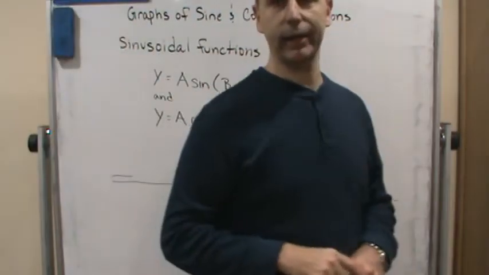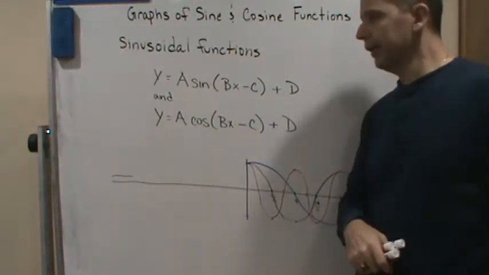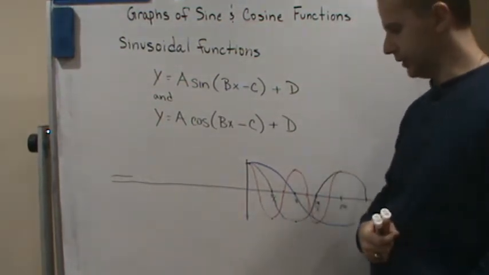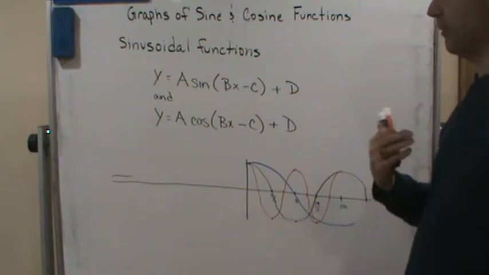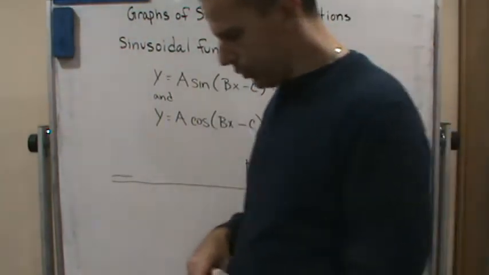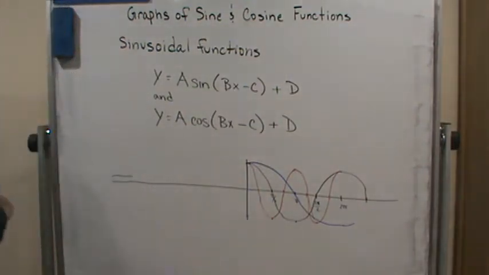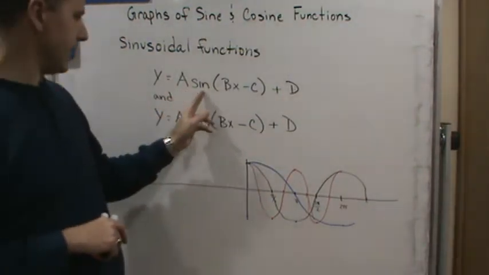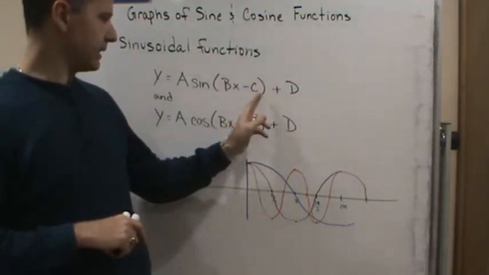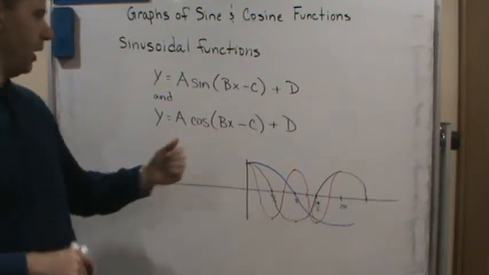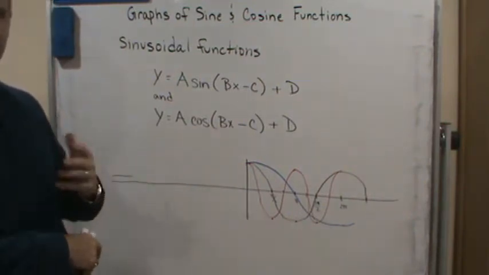Okay, so welcome back. Now we're going to talk about the general form of these cyclic or periodic functions. In fact, functions that behave this way are called sinusoidal functions. The two general forms of sinusoidal functions are one of these two that I've written on the board. Either it's going to be a sine(bx - c) + d, or it's going to have the same thing but with cosine. Notice that, again, this is just like any function.